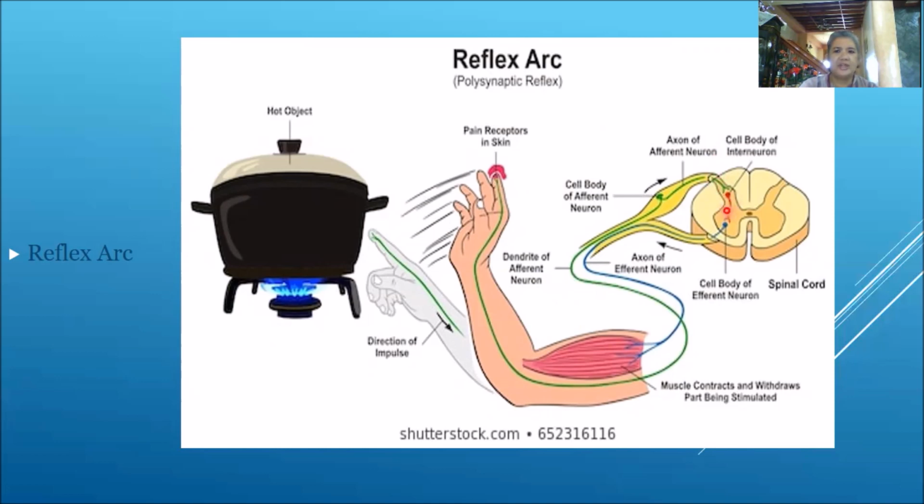And then you have your cell body of the interneuron or your central neuron, which will transmit the impulse to the efferent cell body, so that it will now travel to the efferent nerve fiber to go into the muscle, which will signal the muscle to contract so that the finger will be withdrawn from the painful stimulus of heat.